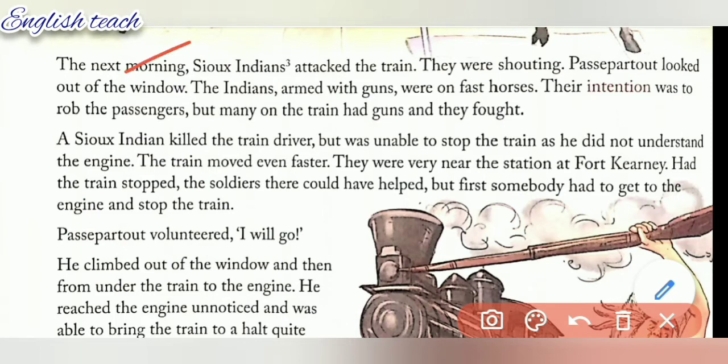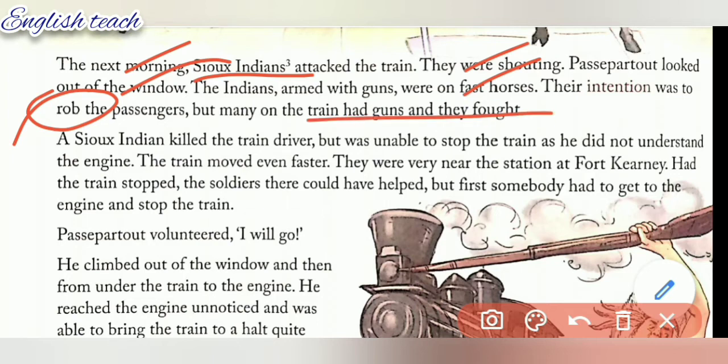The next morning, Indians attacked the train. This is the pronunciation: Sioux. The Indians attacked the train. They were shooting. Passepartout looked out of the window. The Indians, armed with guns, were on fast horses. Their intention was to rob the passengers, but many on the train had guns, and they fought.